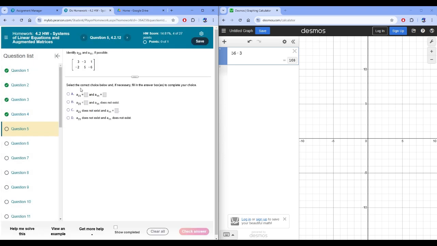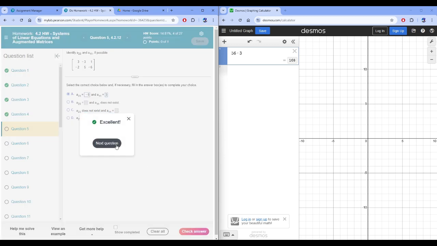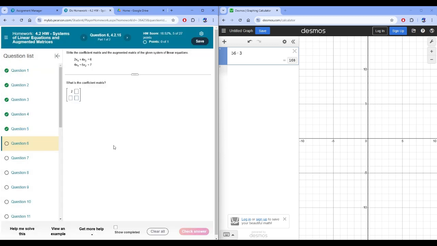Select the correct choice for each one. Identify a second row, third column: -6, and 1, 1 is 3. Write the coefficients of the matrix. So your matrix is 2, 4, 4, -5, because it's the coefficients in front.